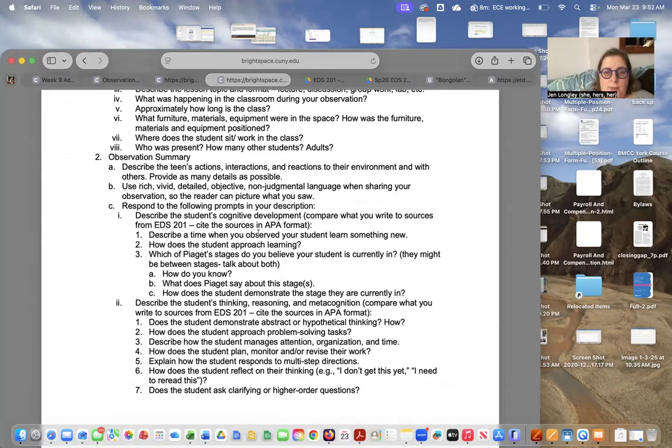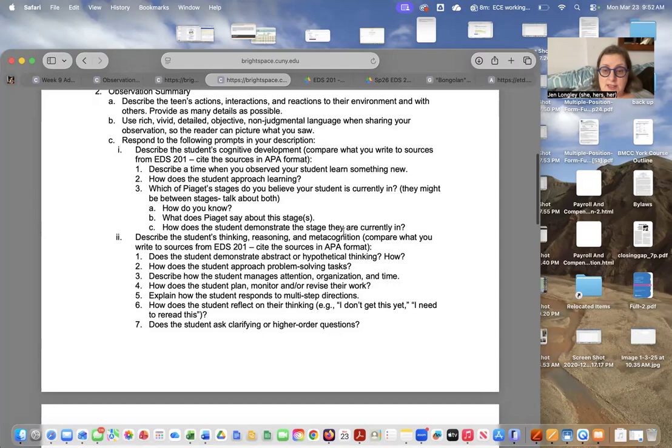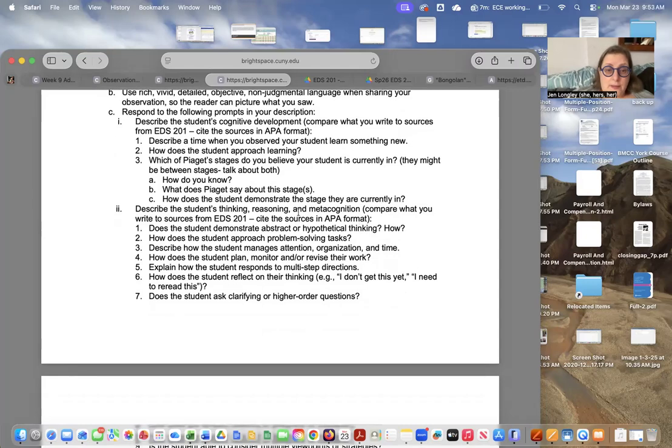But talk about a time you observed your student learning something new. What happened? What did they do? How does the student approach learning? Which Piagetian stage do you believe the student is currently in? They could be between two. So talk about both. How do you know the Piagetian stage? What does Piaget say about the stage? And how does the student demonstrate the stage they're currently in?